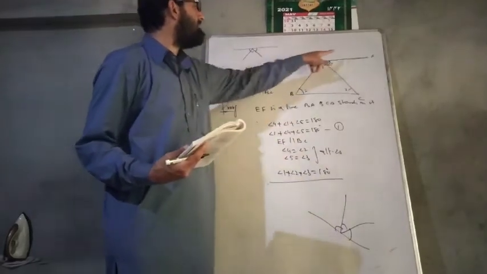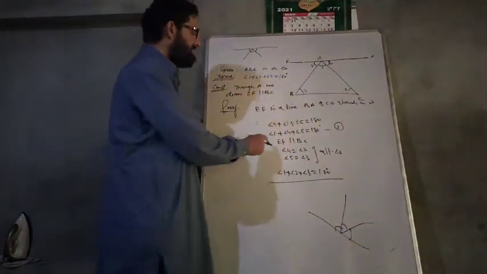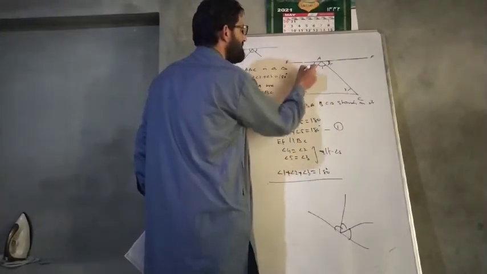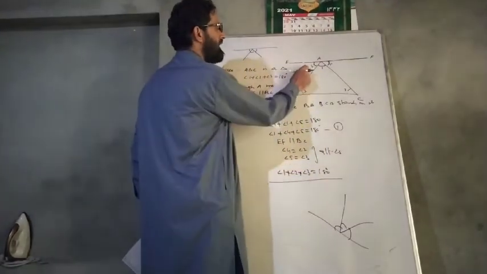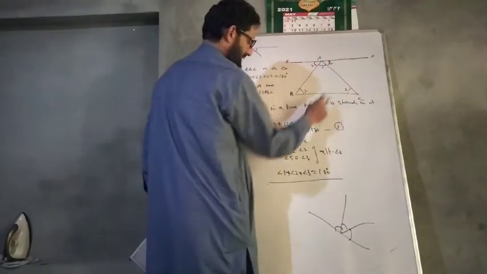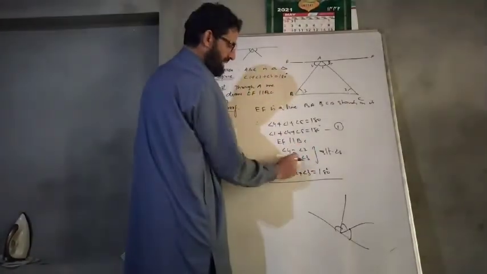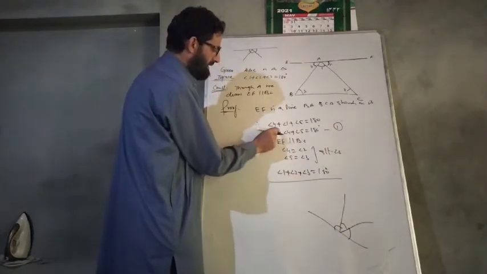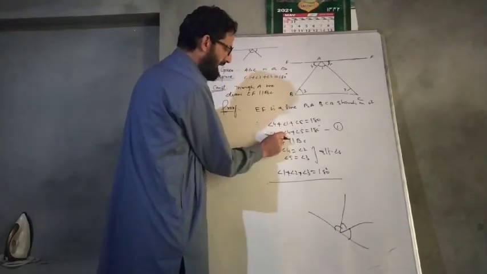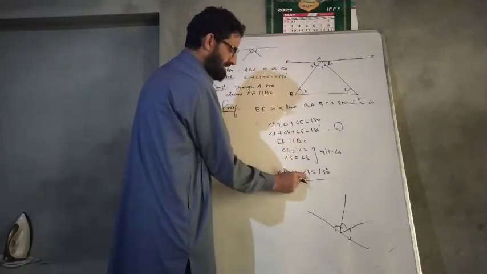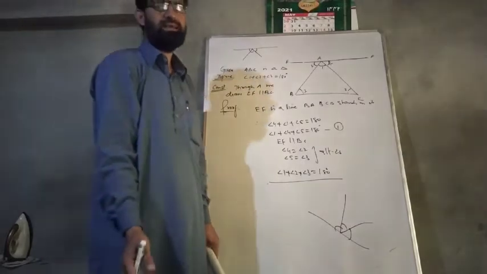Now see, EF is parallel to BC. When EF is parallel to BC and AB is the transversal, angle 2 is equal to angle 4. These are alternate angles. Similarly, EF is parallel to BC and this time CA is the transversal. Therefore, angle 3 is equal to angle 5. So I write here angle 4 is equal to angle 2, angle 5 is equal to angle 3. Now, putting the value for angle 4 in the equation, for angle 4 we write angle 2, and for angle 5 we write angle 3. That is how it goes. This is angle 1 plus angle 2 plus angle 3 is equal to 180.